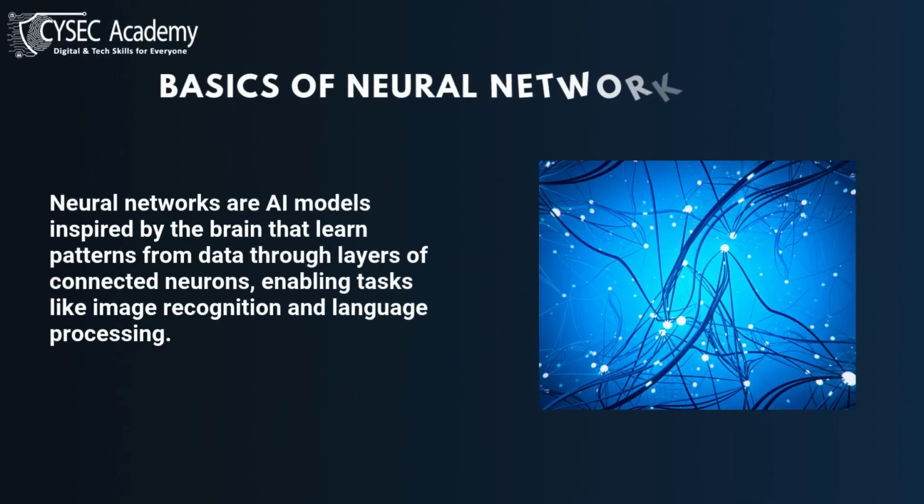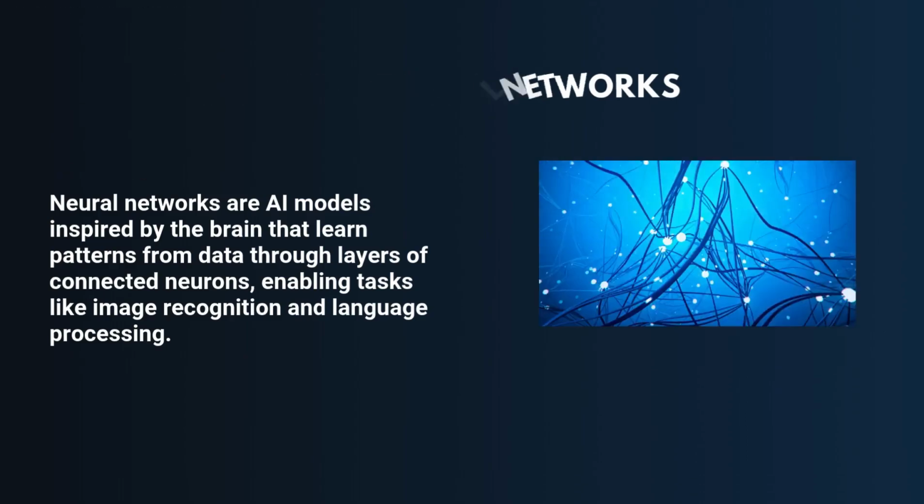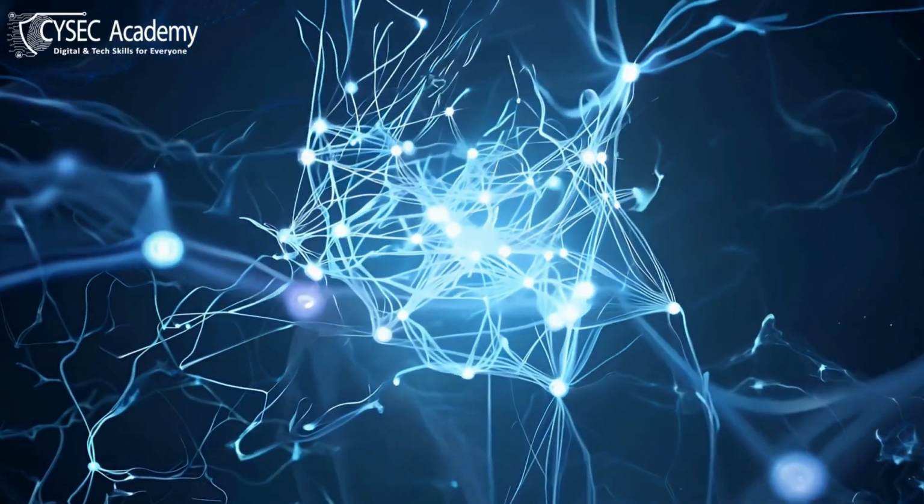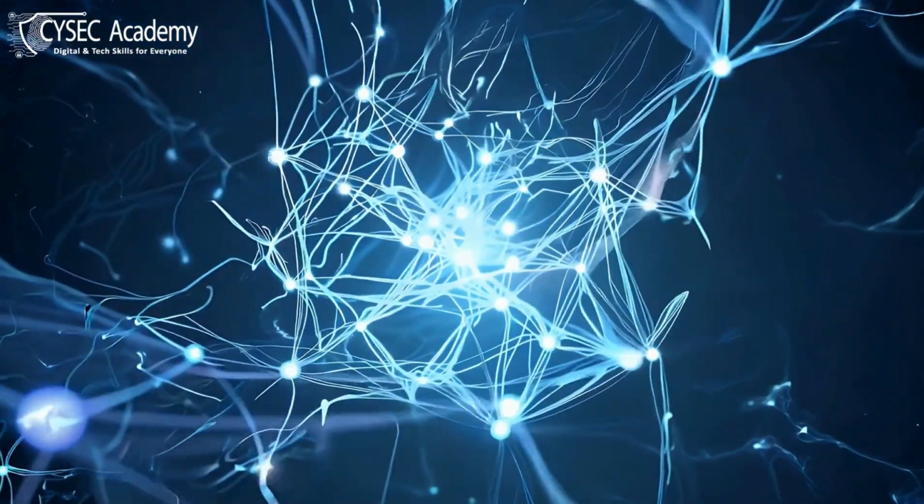Basics of neural networks. Neural networks are AI systems inspired by the human brain, made up of layers of interconnected neurons that learn by adjusting weights between them. They process data through input, hidden, and output layers to recognize patterns and make predictions. These networks are used in fields like computer vision, language processing, and autonomous systems. Their ability to model complex relationships makes them a core part of modern machine learning.